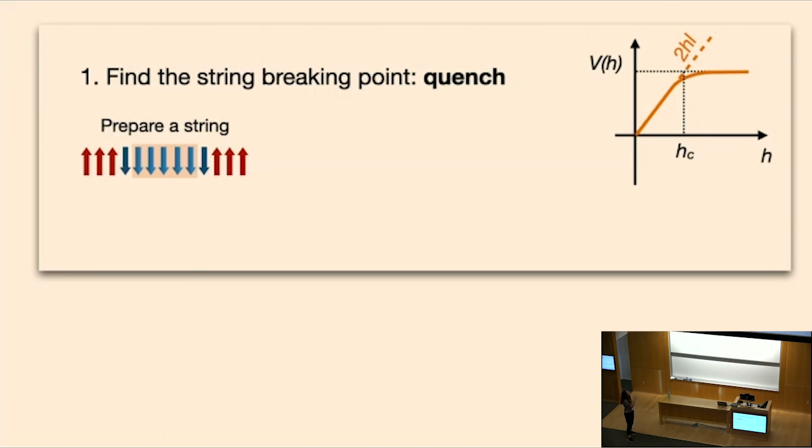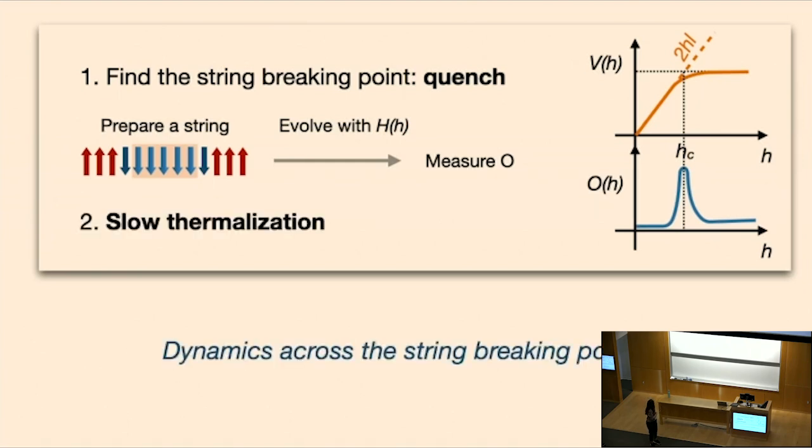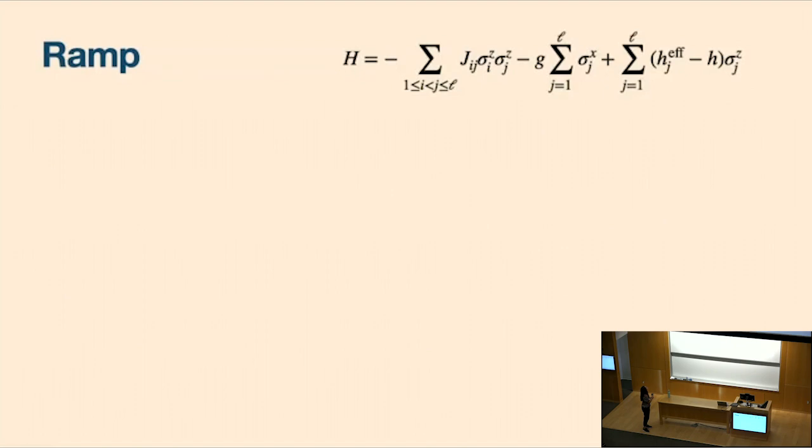Okay, so as I mentioned, we use the quench to find the string breaking point by observing this resonance in the maximum value of the magnetization, and we observe slow thermalization. Now, the next thing we wanted to understand is what happens if you start from zero longitudinal field, so without any string tension, and then you increase the string tension linearly in time, and you go across the string breaking point. What will you observe? This is what I'm going to discuss next.